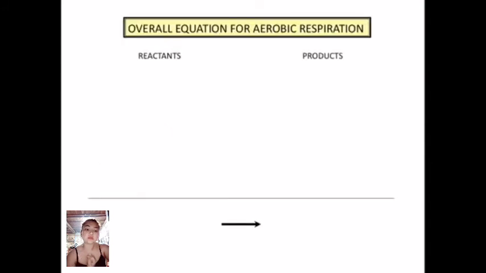Let's look at the reactants and products for each stage of cellular respiration. It may be helpful to refer back to the diagram of each stage as you hear the next part of this presentation. Glycolysis starts with glucose. For the energy investment stage, ATP is a reactant and ADP and inorganic phosphate are products. For the energy producing stage, ADP and inorganic phosphate are reactants and ATP is a product. NAD+ is also a reactant, and NADH is a product. Glycolysis ends with the production of pyruvic acid.